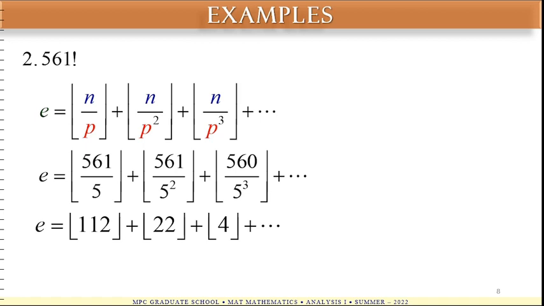So we add these: 112, 22, and 4. We come up to 138. So the number of trailing zeros in 561 factorial is 138.